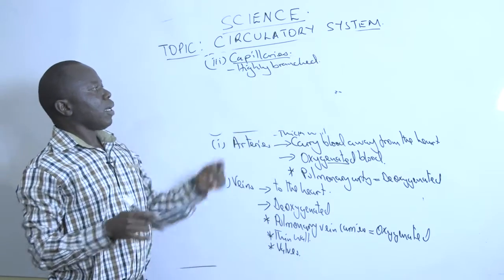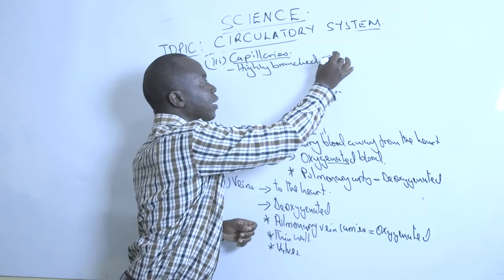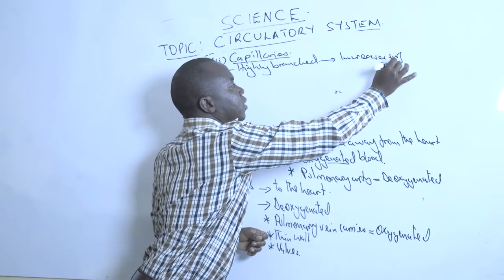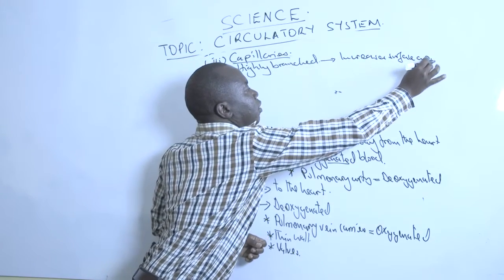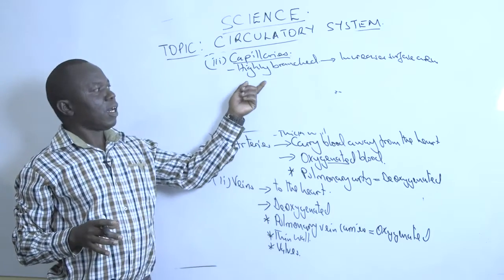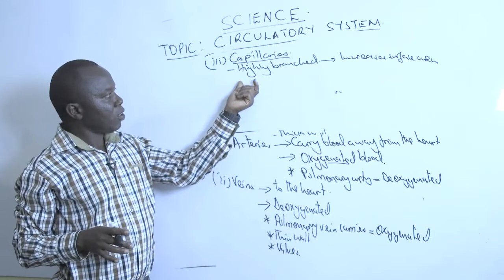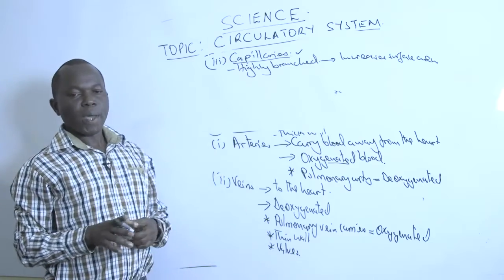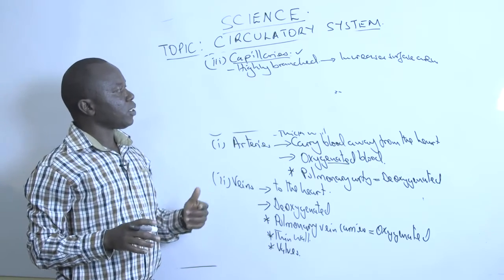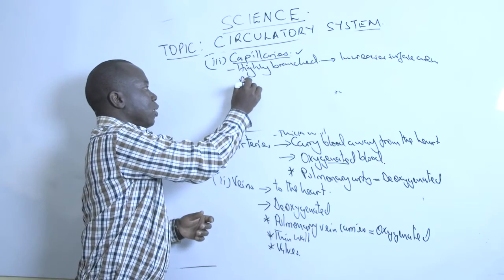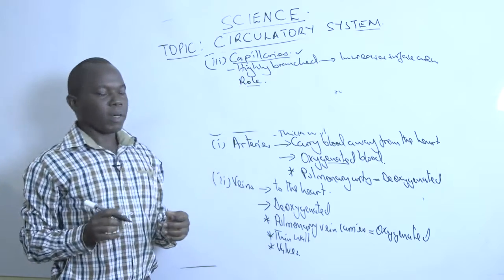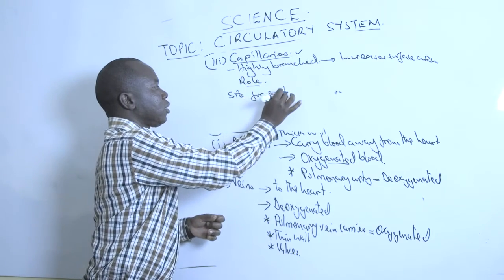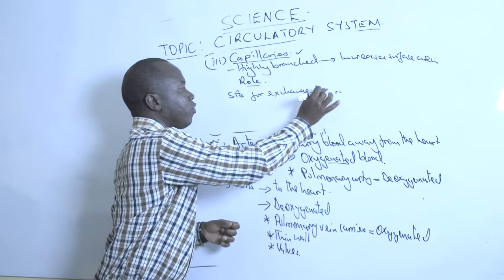The reason why they are highly branched is to increase surface area. Now, why should it have a large surface area? It should have a large surface area because that is the site where exchange of materials takes place. So the role of capillaries is to be the site for exchange of materials.